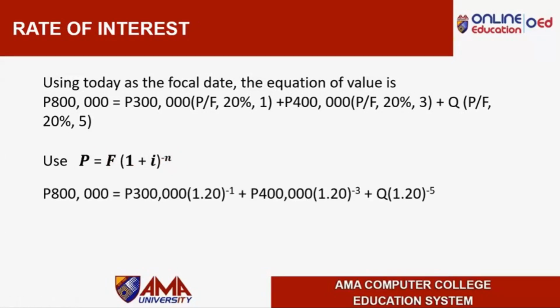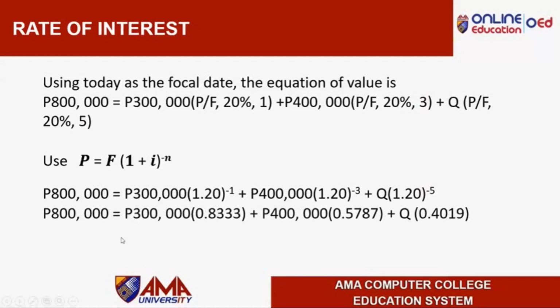So let's substitute. 800,000 equals 300,000, and our formula is 1 plus the interest. So this is 1 plus 20%, or 0.20, equals 1.20, raised to negative n, the year. So raised to negative 1. Next, plus 400,000. Again, the formula is 1 + i, so 1 + 0.20 equals 1.20 raised to negative 3 for the third year. Then we have Q plus 1.20 also raised to negative 5 for 5 years.